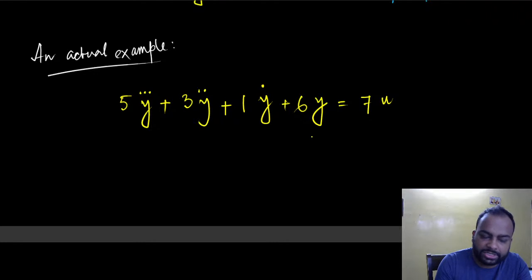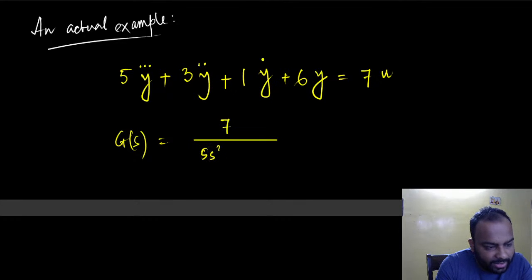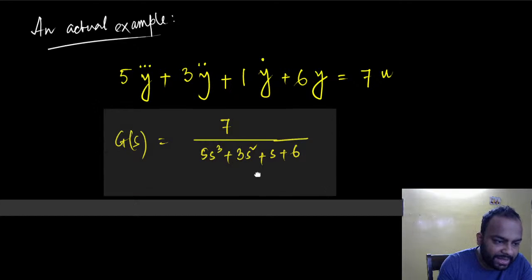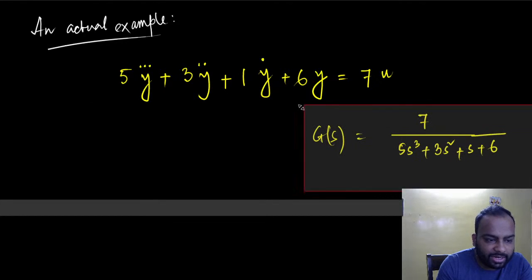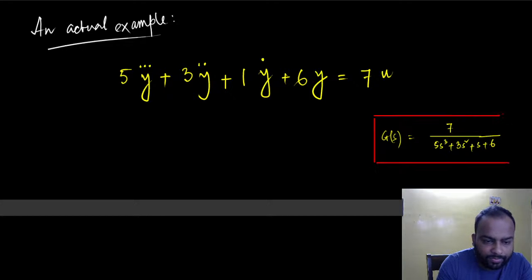So what would be the transfer function? You know that the transfer function is going to be G(s) is 7 by 5s cube plus 3s square plus s plus 6, right? That's going to be the transfer function, but we are going to keep that aside, because the moment we say transfer function, we are already opening a can of worms. Really, we are assuming quite a few things already under the hood. And again, if I give you a transfer function, you can always construct this differential equation easily, right?